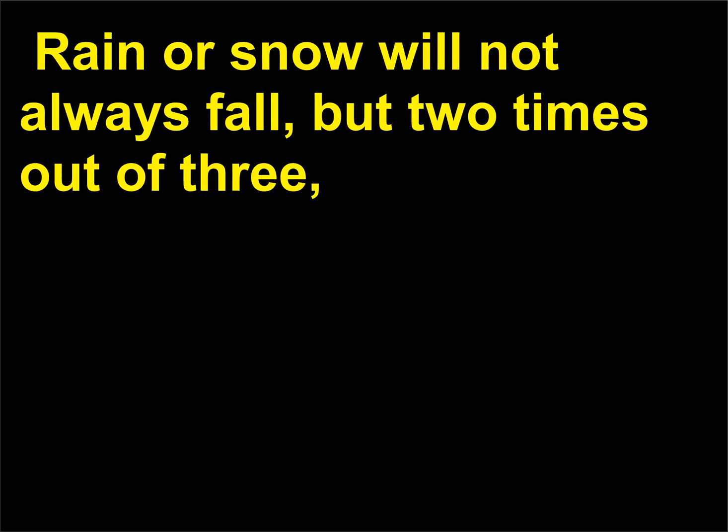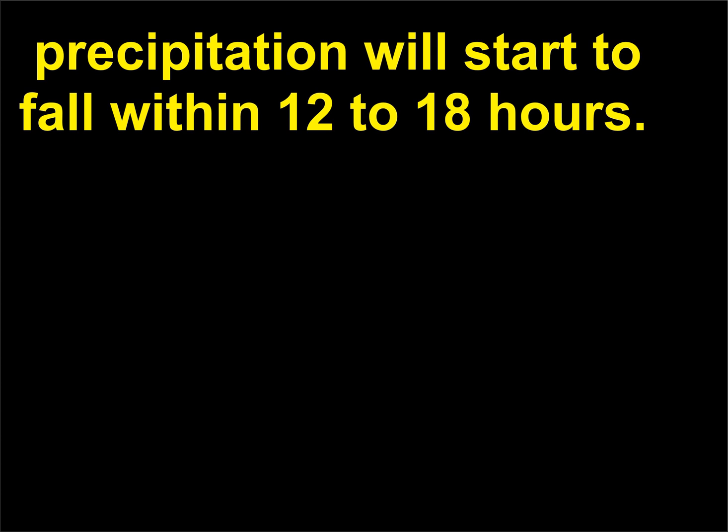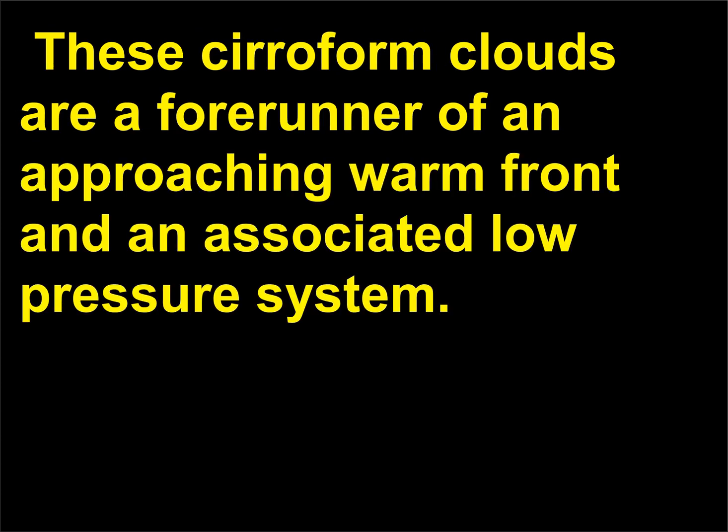Rain or snow will not always fall, but 2 times out of 3. Precipitation will start to fall within 12 to 18 hours. These cirriform clouds are a forerunner of an approaching warm front and an associated low-pressure system.